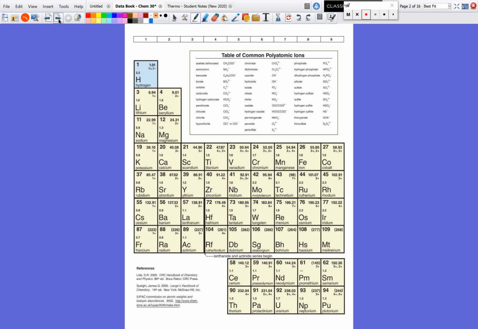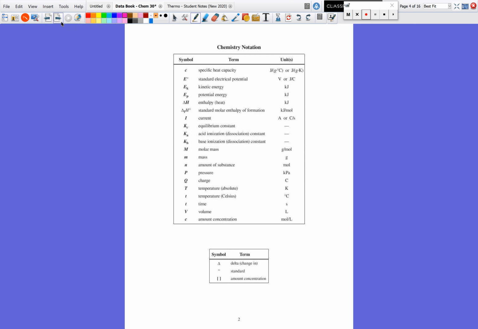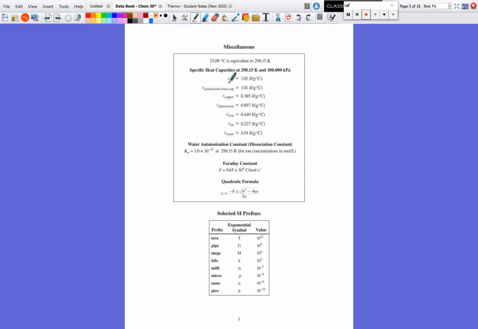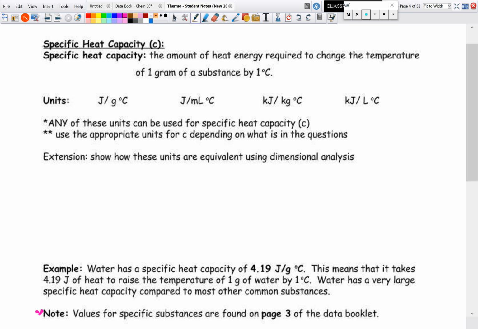Your data booklet should look something like this, and page 3 is right here. We have a bunch of different specific heat capacities for common items. In questions like this, if it just says air, polystyrene cup, copper, aluminum, iron, tin, or water, it's assumed that you're going to find the specific heat capacities here. If it's something different, hopefully the question will give you the specific heat capacity if you're supposed to use it.